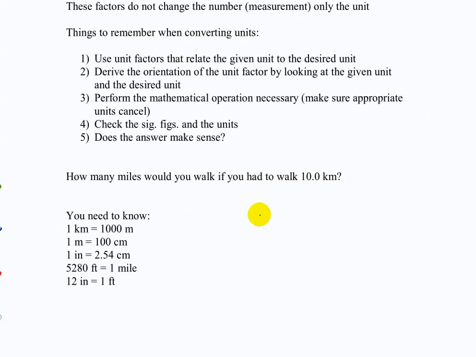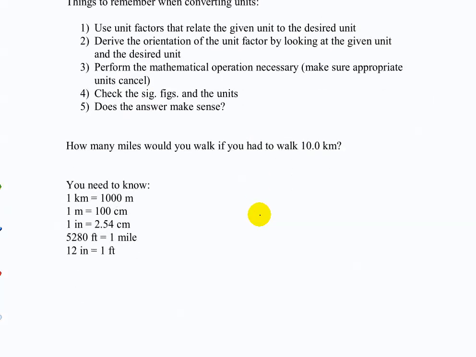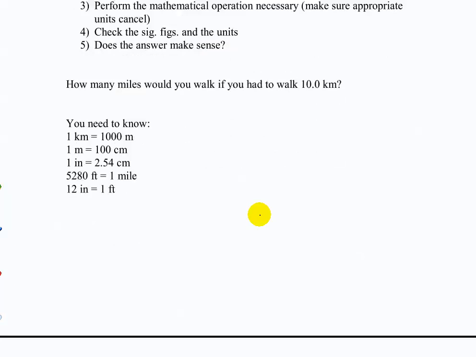All right. Here are the basic steps. Let's do one. I'm not going to go through the steps. We'll just do it. How many miles would you walk if you had to walk 10.0 kilometers? Those of you who are runners and such probably already know. But let's go through the calculation. You need to know a kilometer is 1,000 meters, a meter is 100 centimeters, an inch is 2.54 centimeters, etc.